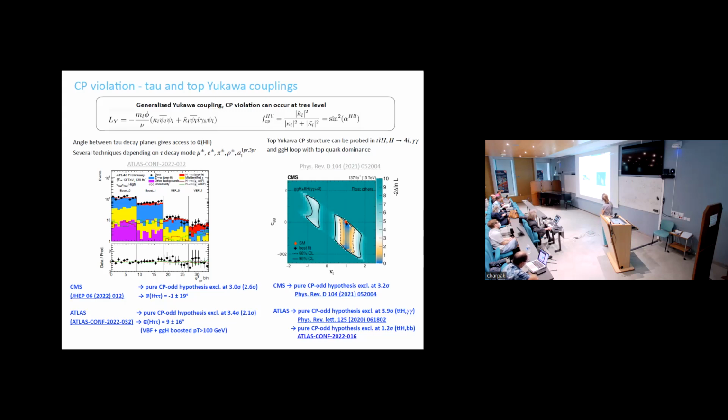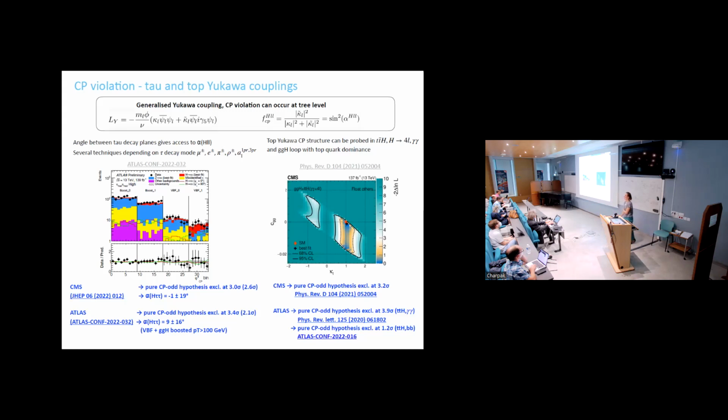And finally, if one wants to compare with the results for the top quark coupling, here again we exclude the pure CP-odd hypothesis at the level of 3.2 sigma and 3.9 sigma for the two experiments, mainly looking at the ttH production, for lepton and diphoton. And also, we just heard that there is a new result in ATLAS using H to bb final states, which are very challenging, but you can still have a first exclusion at 1.2 sigma.